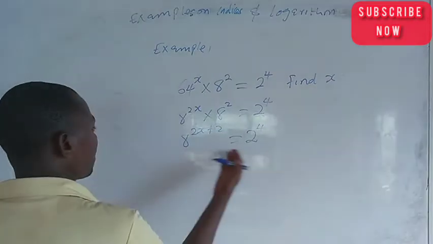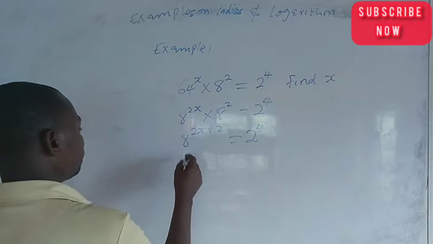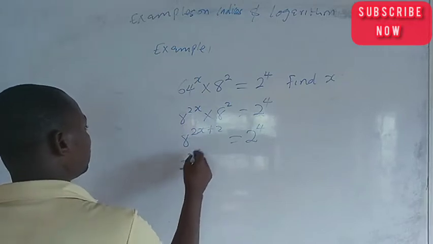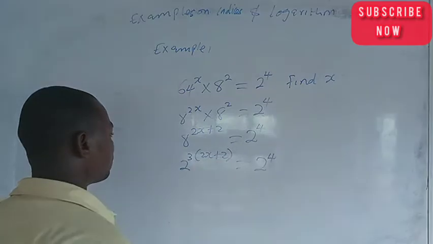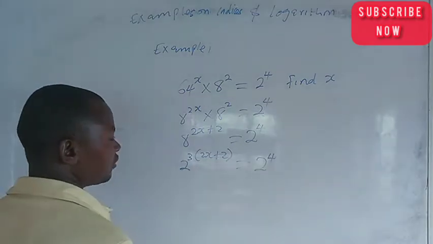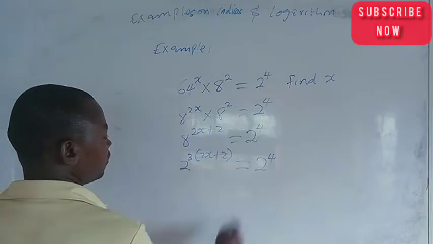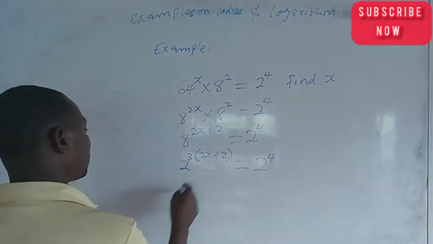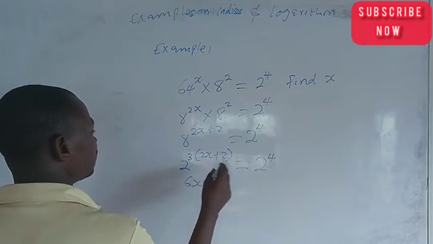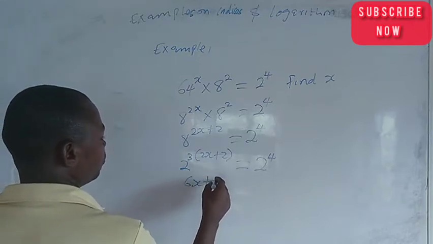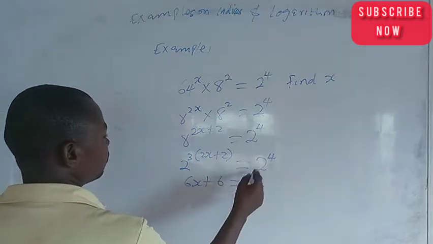So at this juncture, we can easily make them have the same base, which should be 2. So we have 2 raised to 3 times 2x plus 2 equals 2 to the power 4. So we have the same base, then the powers are equal. Don't forget that it's when we have equality that we can handle it in this way. So 3 times 2x gives us 6x, plus 3 times 2 gives us 6, equals 4.